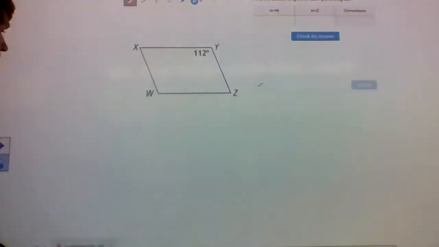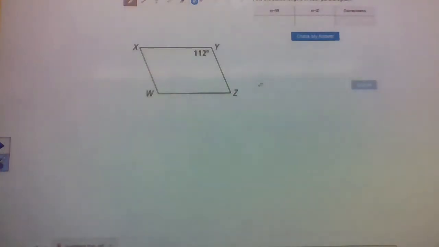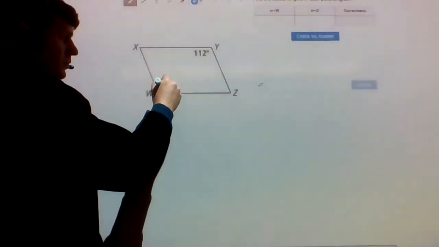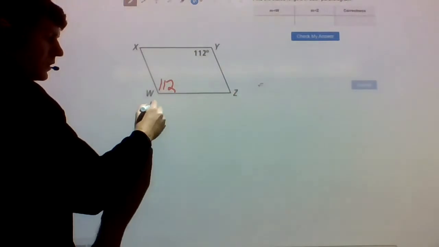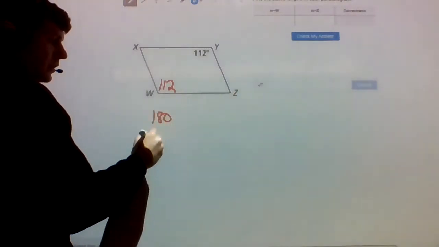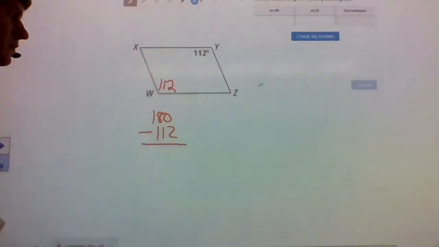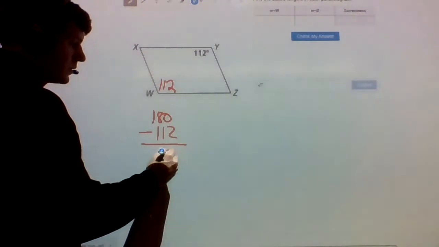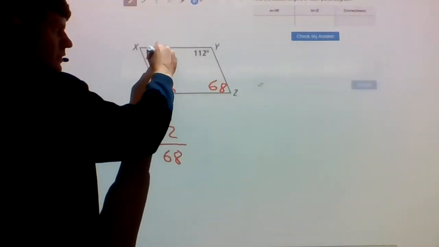All right, number 5, we're going to use the two angle properties. Opposite angles are congruent, consecutive angles are supplementary. Since this is a parallelogram, we know the measure of angle W is 112. Consecutive angles are supplementary, so they add up to 180. They're same side interior angles, and since the lines are parallel, they have to be supplementary. So 180 minus 112 is 68. Then opposite angles are congruent, so that's 68 as well.